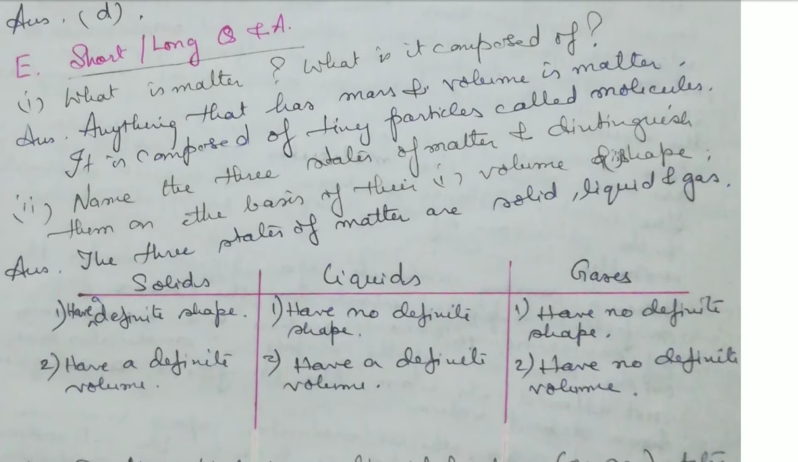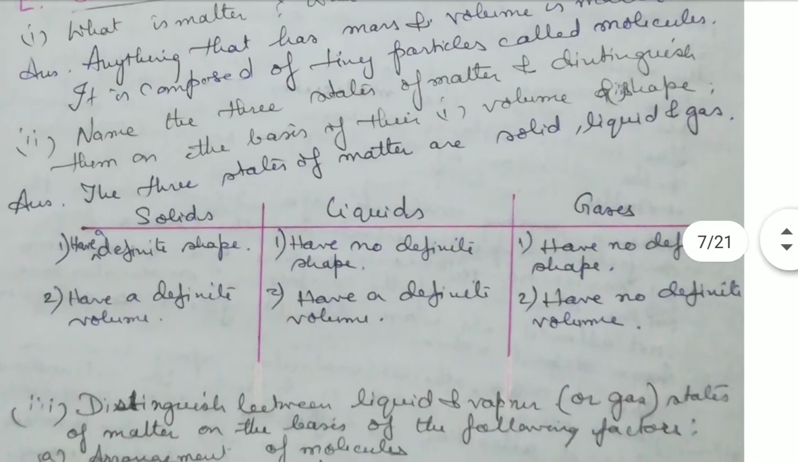What is matter and what is it composed of? Anything that has mass and volume is matter, and it is composed of tiny particles called molecules. Now name the three states of matter and distinguish them on the basis of their shape and volume. The three states of matter are solid, liquid, and gas. Solids have a definite shape, liquids have no definite shape, gases also do not have any definite shape. Solids have a definite volume, liquids have a definite volume, but gases do not have any definite volume.